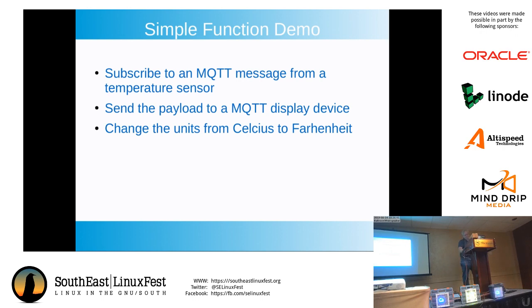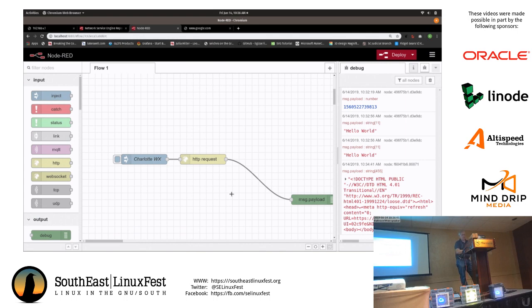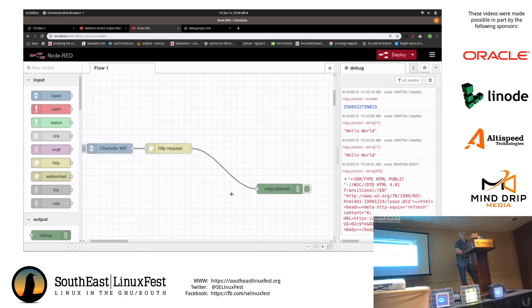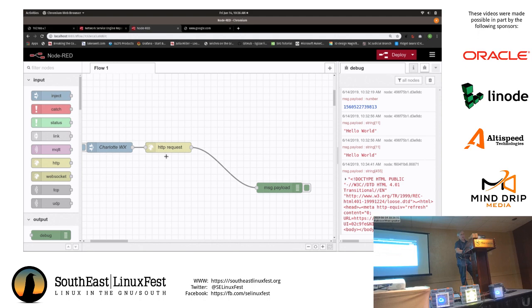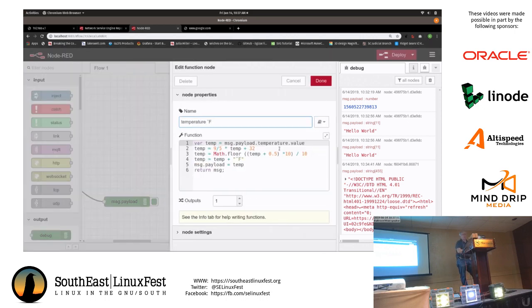To do that conversion, you basically write a function. What this was going to do, if I had it working, is go out and query a website and pull down a piece of text that looks like JSON, but it's a string. You can't do anything with the string. So the first thing you do is run it through another node that turns that JSON string into an object. Once it's an object, you can access it. For example, I want to get the temperature from here.